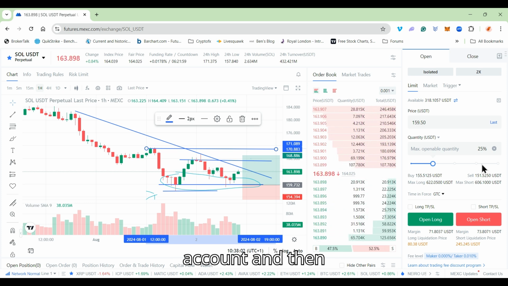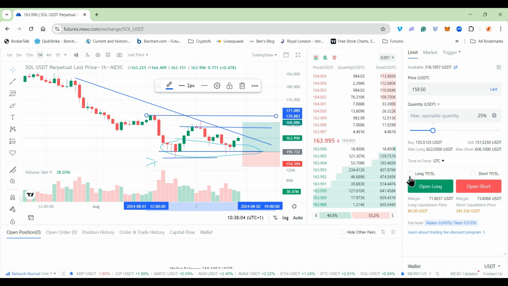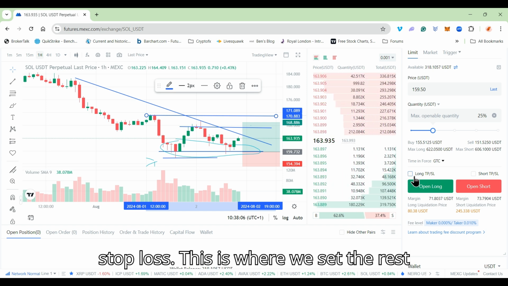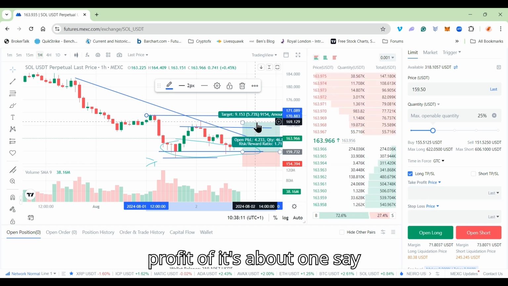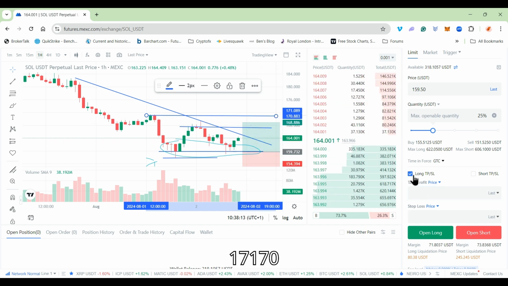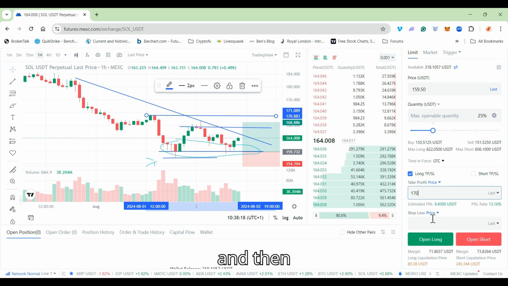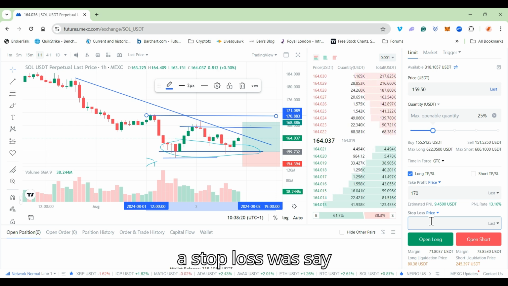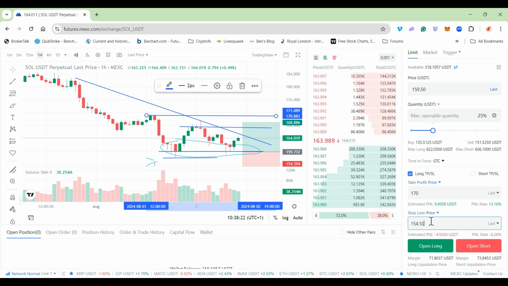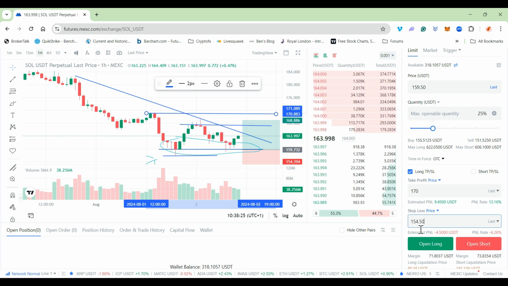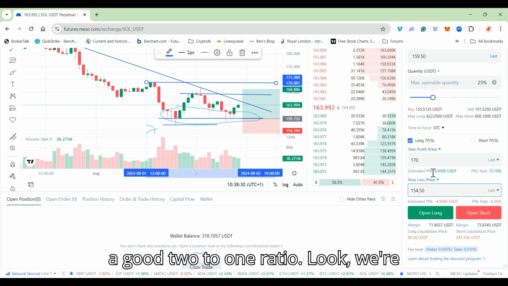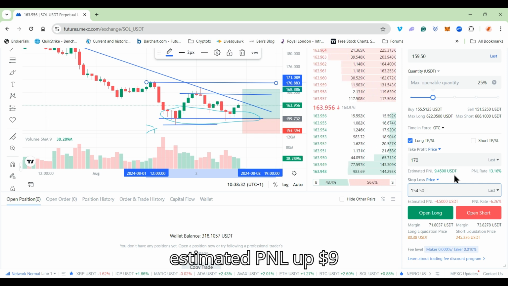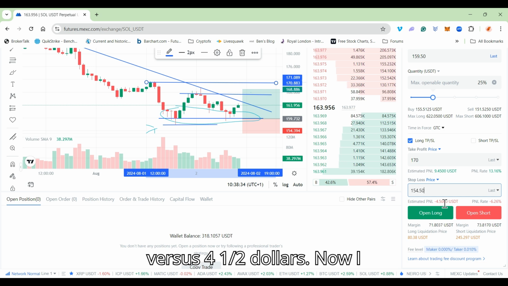available account. And then see this button here, long take profit stop loss. This is where we set the rest of the trade up. So we did have a take profit of, it's about 170. 170. And then a stop loss was, say, 154.50. And then it does give us a good 2-to-1 ratio. Look, we're estimated P&L up $9 versus $4.50.